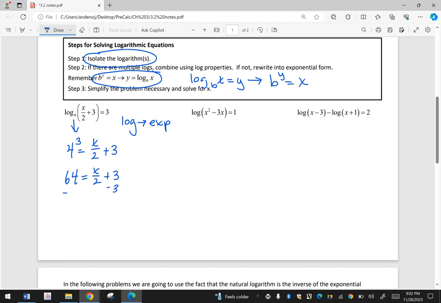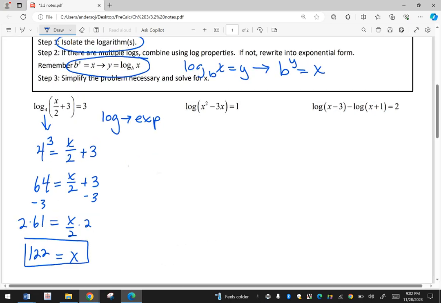So I'll subtract 3 and I'll multiply by 2. And here I will get x equals 122. Now remember, you could always take that x back in and plug that back into your calculator if you wanted to check your work to see that that equals 3. You don't have to do that, but it could be helpful for you to work those out.